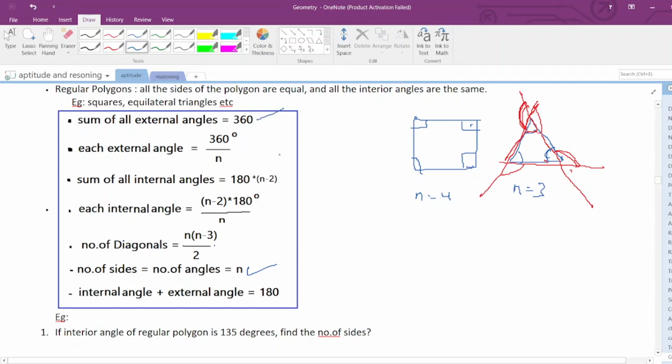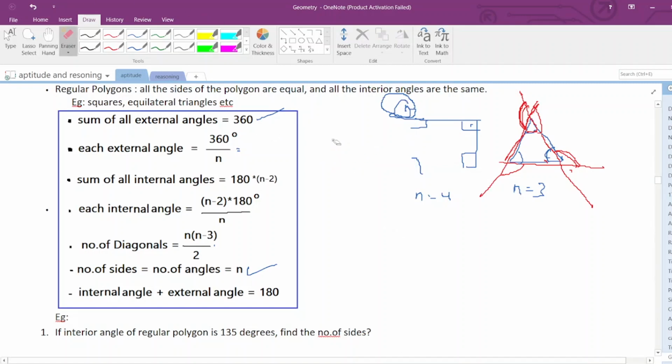If you want to find a specific external angle, let's suppose this is external angle 1. To find it, you have to use 360 by n, where n is equal to the number of sides. The number of sides is 4, so 360 by 4 is equal to 90. So for each external angle, you should use this formula, 360 by n. So this is about the external angle.